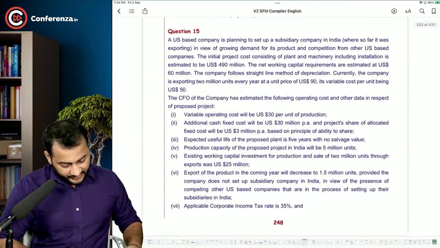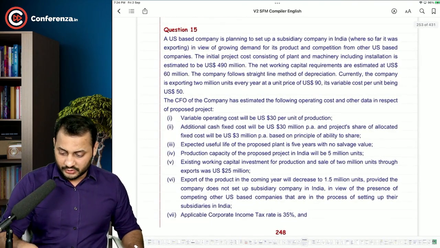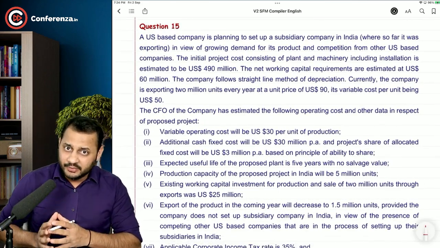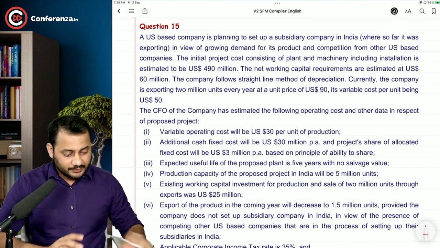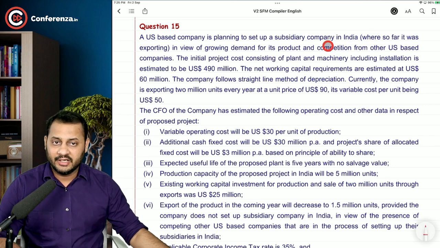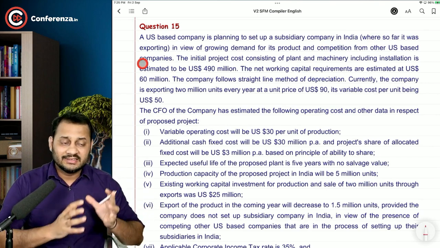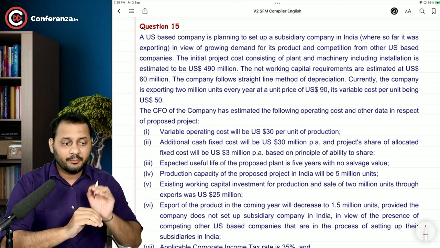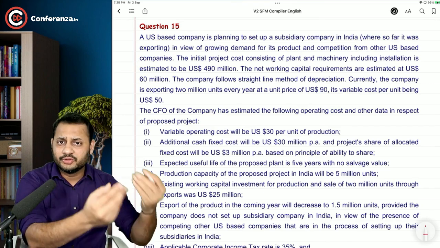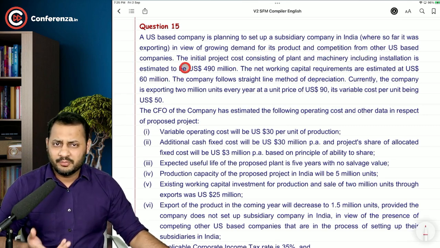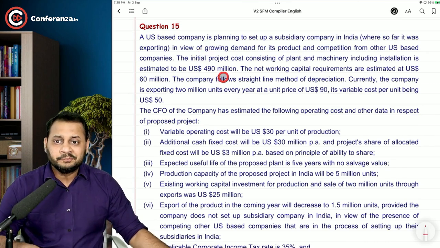Okay, sir. Question number 15. Now, have a look. A US based company, again a US based company. In the previous question, it was also the same, is planning to set up a subsidiary company in India, where so far it was exporting. Till now, US company was exporting goods to India. But now, since there is a huge demand from India, I think, they are planning to set up a subsidiary in India itself, produce there and sell it there, in view of the growing demand for its product and competition from other US based companies. So the demand is increasing, that's why we are planning to set up a subsidiary there.